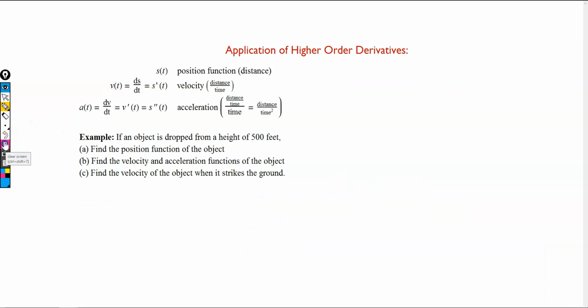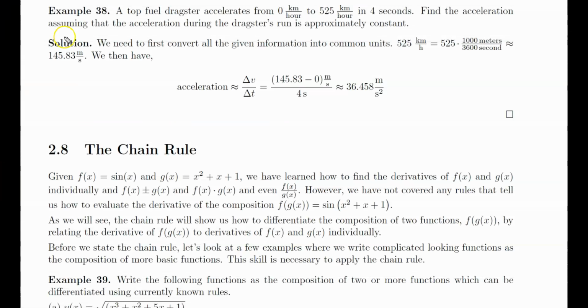Now let's take a look at another example. In this example, we have a top fuel dragster that accelerates from 0 kilometers per hour to 525 kilometers per hour in 4 seconds. We want to find the acceleration of the dragster, assuming that the acceleration during the dragster's run is approximately constant. So during that 4 seconds, the acceleration of the dragster is approximately constant. That's what we're going to assume.